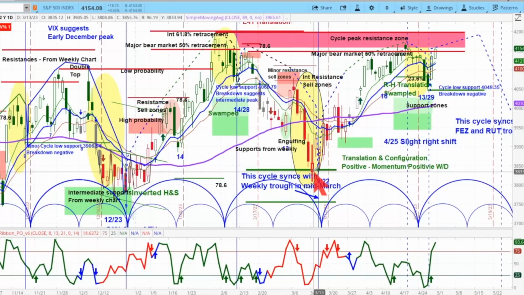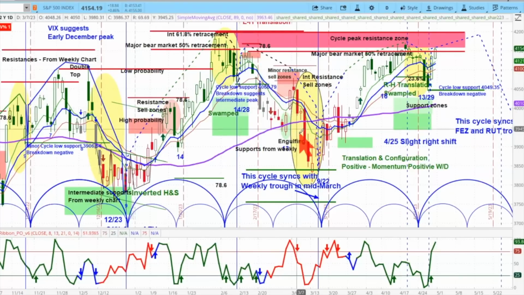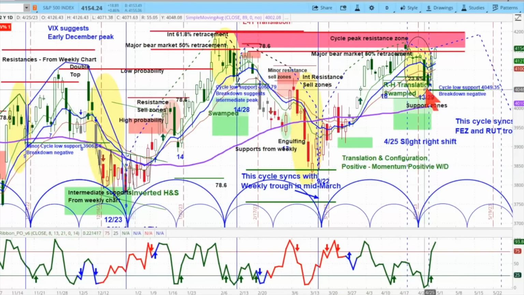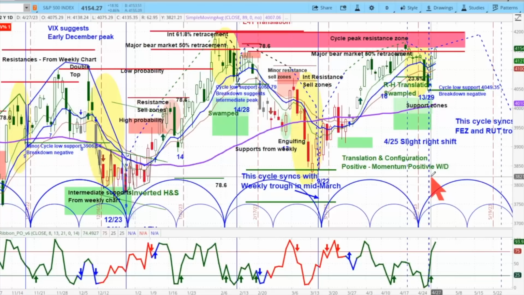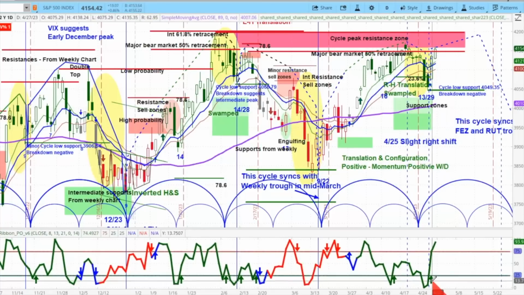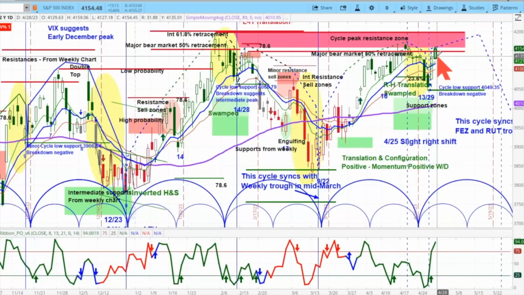Why is that? Because the weekly cycle, the longer term patterns, were correcting in here. In this case, the longer term patterns are rising and they are in positive momentum conditions, and the translation and configuration is positive and momentum positive. You can see this upward resumption signal with that arrow right on the bottom on the slim ribbon PO, and now we are only 2 days into this next rising phase.